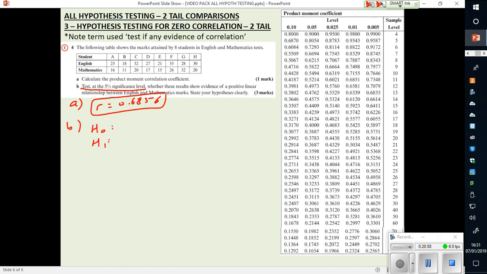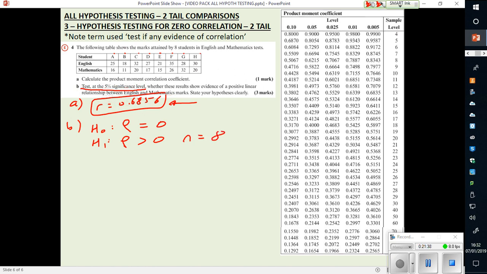Okay, so you've got H0, H1. For H0, we've got rho again. Rho is our population parameter for R. So rho is equal to 0 because there's no correlation thought to be. And H1 is saying that there is positive correlation. So remember, this R is our sample PMCC, and we want to see if we can infer from that that the population has the same kind of relationship, the same kind of correlation. So what's our n, what's our sample size? 1, 2, 3, 4, 5, 6, 7, 8.